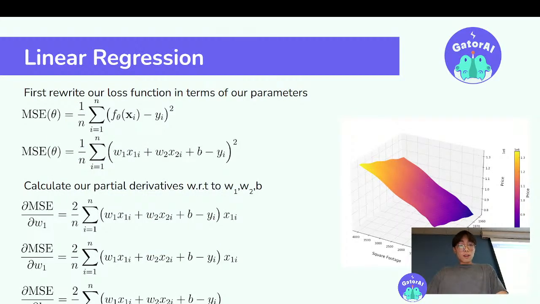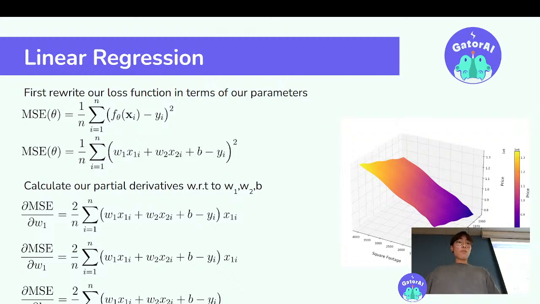So first of all, let's rewrite our loss function in terms of our parameters. First we have MSE, and we're just taking the average of the squares of the residuals. And on the right-hand side, you have the true data. We can see that's kind of a straight plane, so that's why we're going to say, okay, maybe we can use linear regression for this.